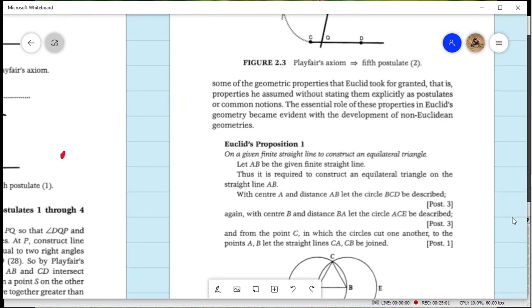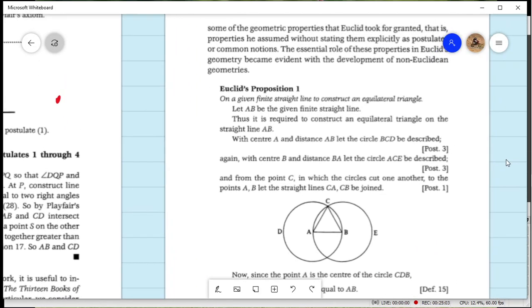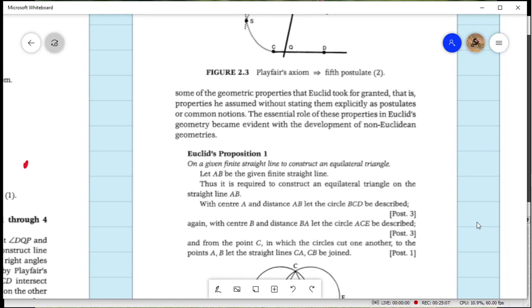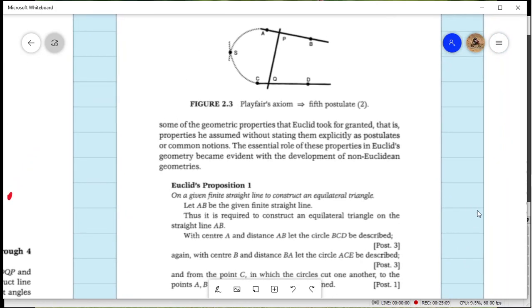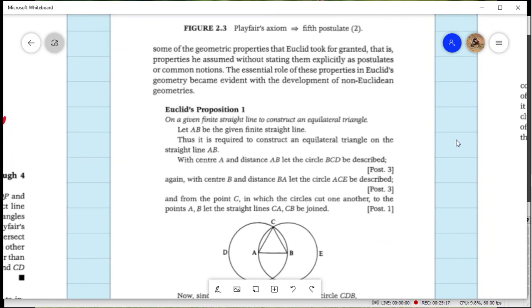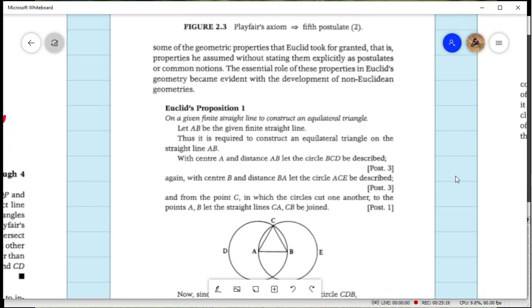Okay, but it should be important. It's important to note that there are some geometric properties that Euclid took for granted in constructing his proofs. Some were assumed without explicitly stating them as postulates or common notions.